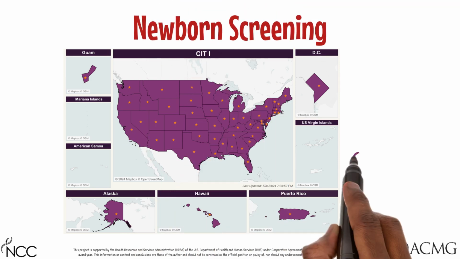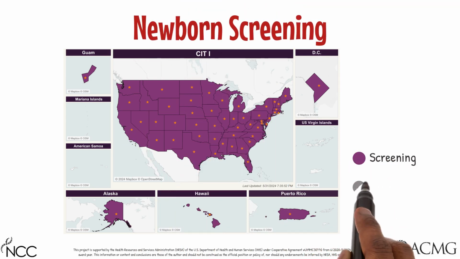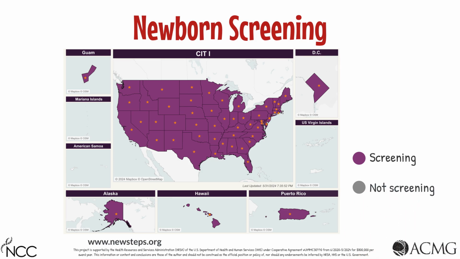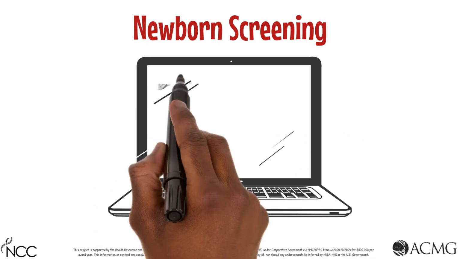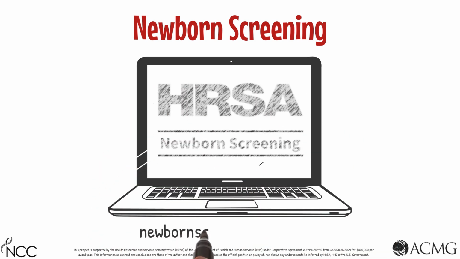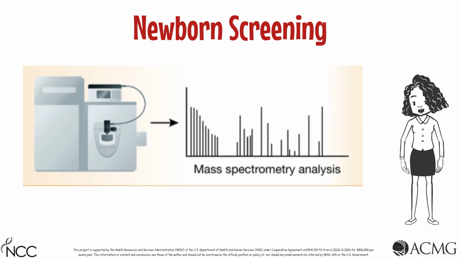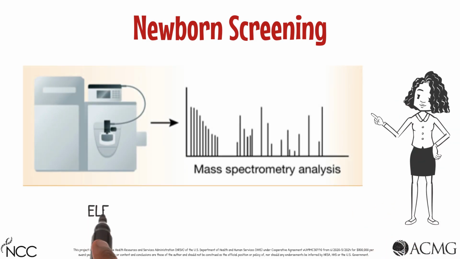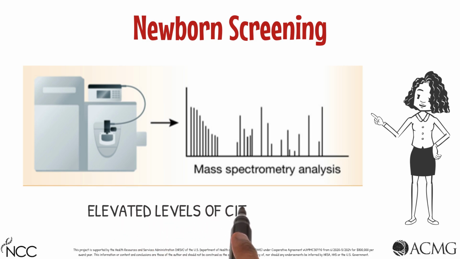All states in the United States provide newborn screening for the amino acidemias identified by examining levels of elevated citrulline. A good resource for checking a state's newborn screening panel is the newbornscreening.hrsa.gov website. Screening for these diseases is performed by examining levels of citrulline, which is elevated in individuals with these particular amino acidemias.